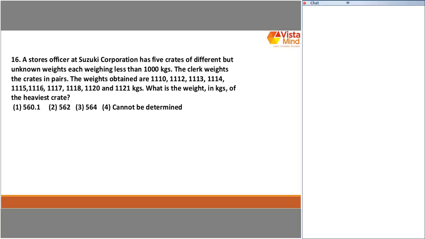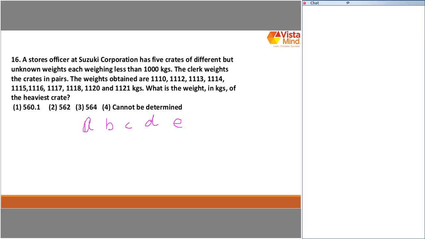Okay, let us try to answer this. The question says, a store officer at Suzuki Corporation has 5 pills of different but unknown weights, each weighing less than 1000. Let us say these were by the name of A, B, C, D, and E. All of them are of different weights, I guess, and they are all weighing less than 1000. The clerk weighs the crates in a pair. The weights are obtained as this.